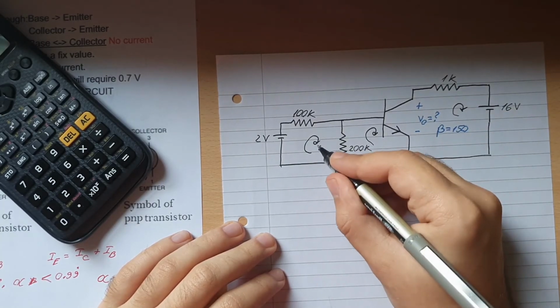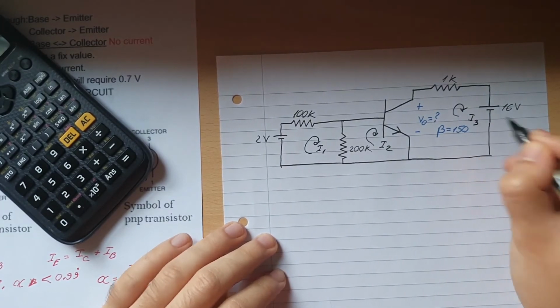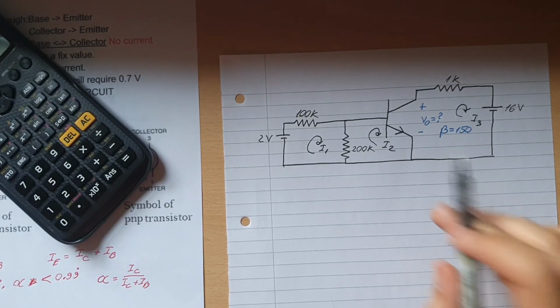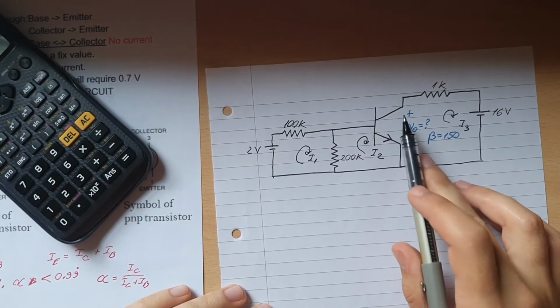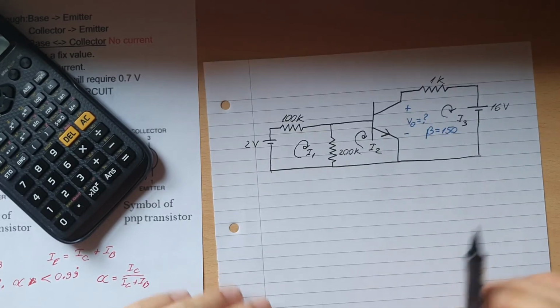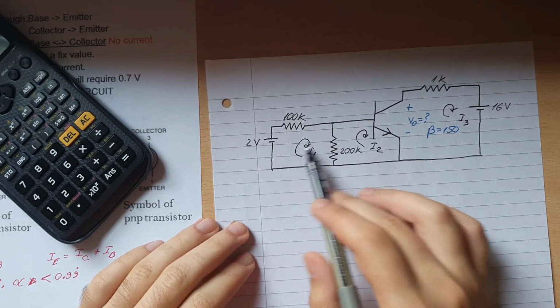And this loop here will have the current I1, this loop here will have the current I2, and this loop here will have the current I3. Alright, so again, we need to find the voltage output from these points here between collector and emitter. So what do we do? Well, we apply a mesh analysis here.